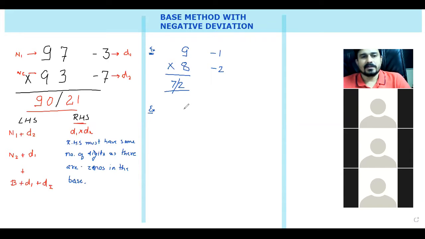Now let us take big numbers. 994 times 998.